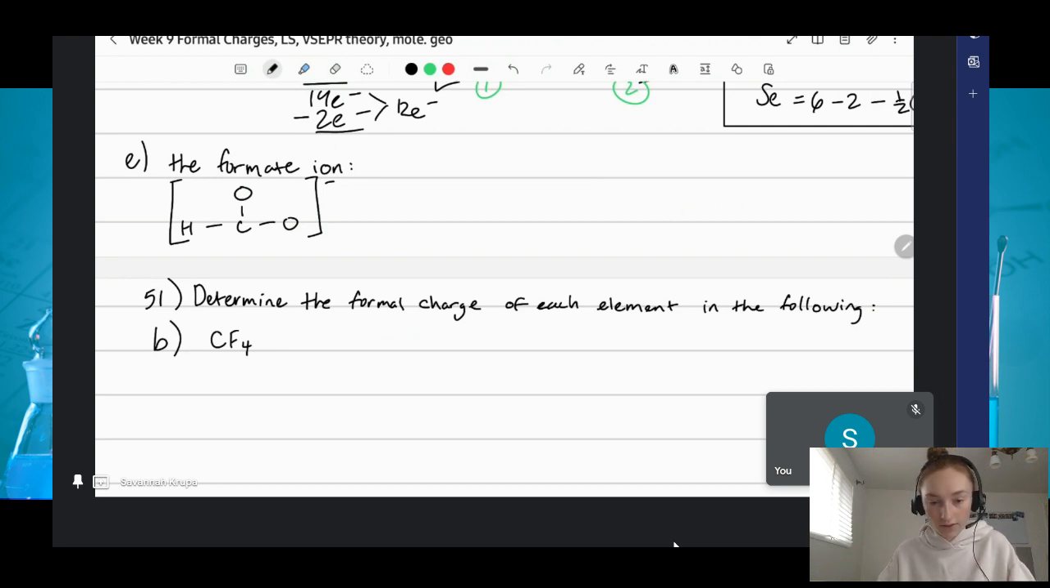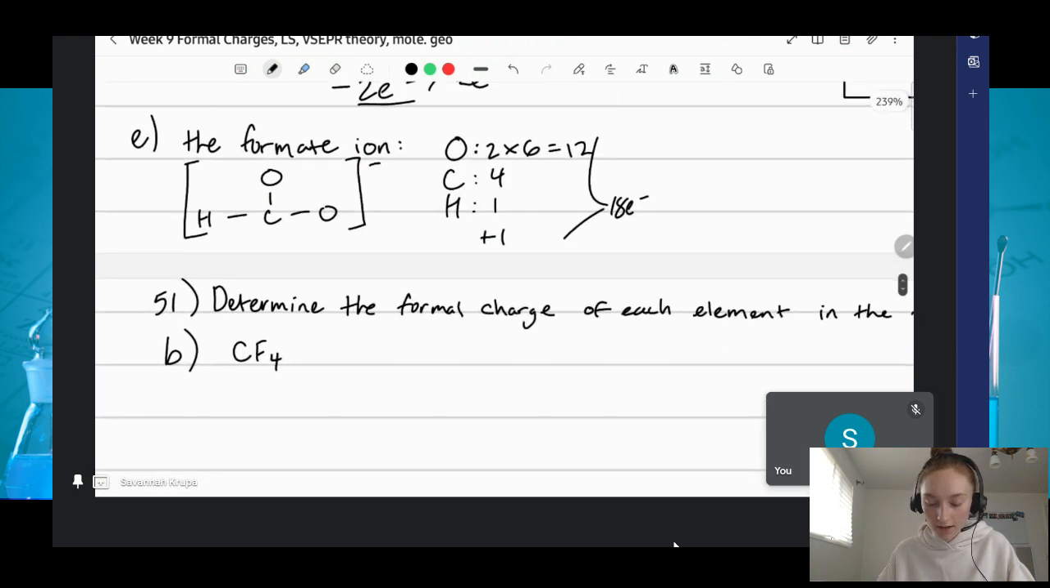So it looks like we have 2 oxygens, so 2 times 6, and then we have carbon, and then we have hydrogen. And then we also have a minus charge, so let's add 1 more electron. Carbon has 4, hydrogen has 1. So adding up all of those, we have 12 plus 4 plus 1 plus 1, and so that'll be a total of 18 valence electrons. And since we have 18 valence electrons, and we have 3 bonds shown on the very left here, that is minus 6 valence electrons, so that'll be a total of 12 valence electrons.